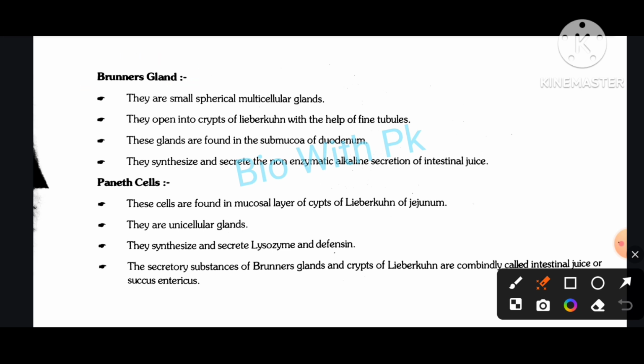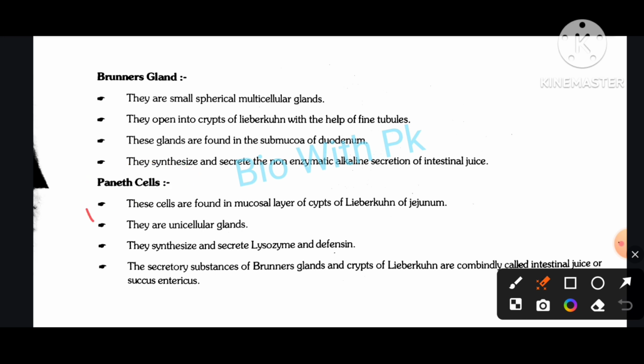Brunner's gland. They are small spherical multicellular glands. They open into crypts of Lieberkuhn with the help of fine tubules. These glands are found in the submucosa of duodenum. They synthesize and secrete the non-enzymatic alkaline secretion of intestinal juice.